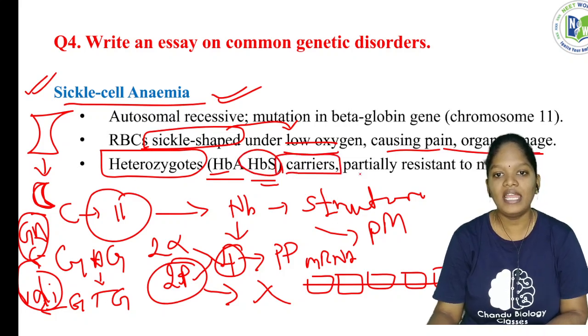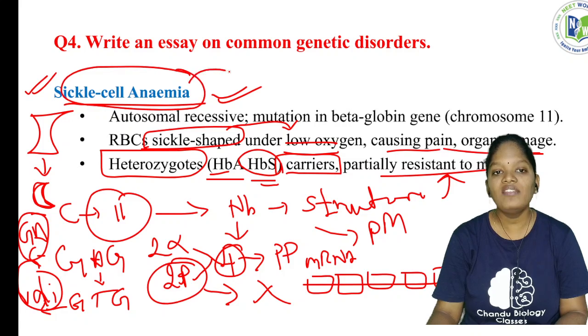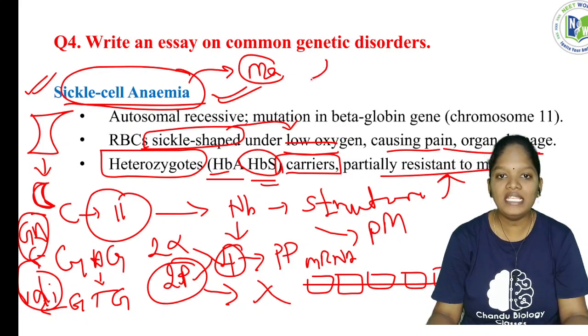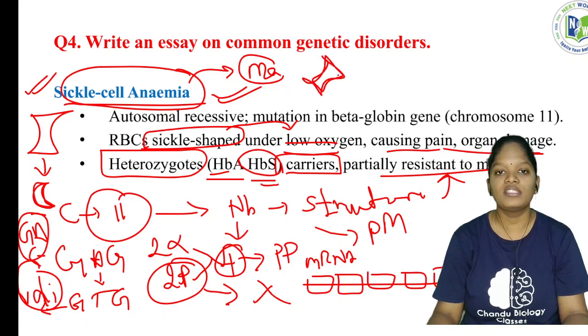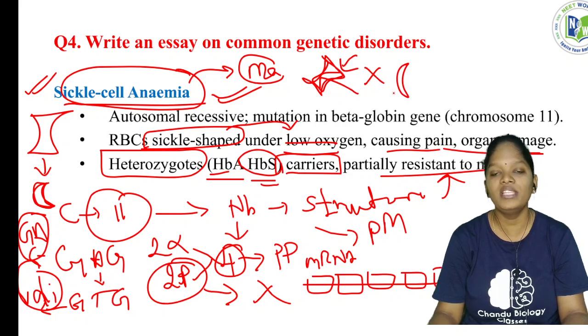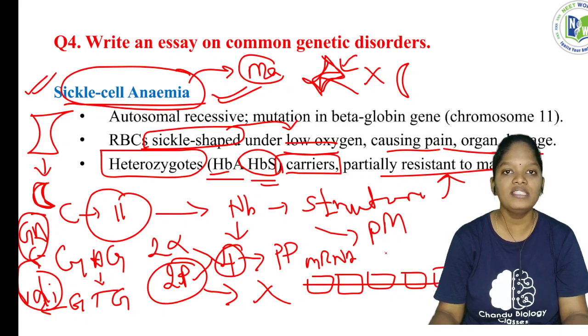It is a carrier and it is partially resistant to malaria, which means what? Those persons who are having the sickle cell trait will not experience malaria. Why? Because for malaria, the Plasmodium parasite needs proper RBC for the reproduction process. So if the RBC's shape is not proper, they can't survive here as it is in a sickle shape. There is no proper space for this particular parasite to complete the life cycle. So malaria will not be experienced by the person who is having sickle cell anemia.